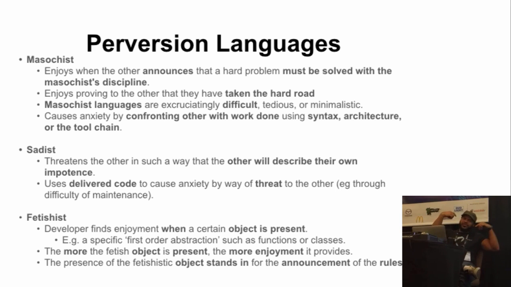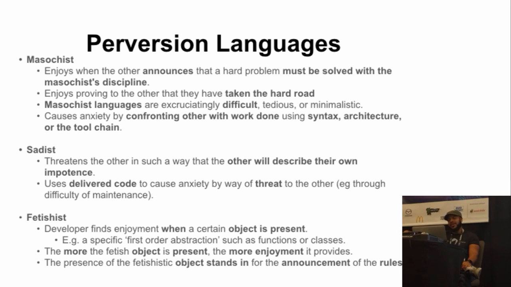The masochist wants the other to describe the masochist's discipline. The sadist wants the other to describe the other's impotence, all right? We're going to review that again. They use delivered code to cause anxiety by way of threat to the other, for example, through difficulty of maintenance.